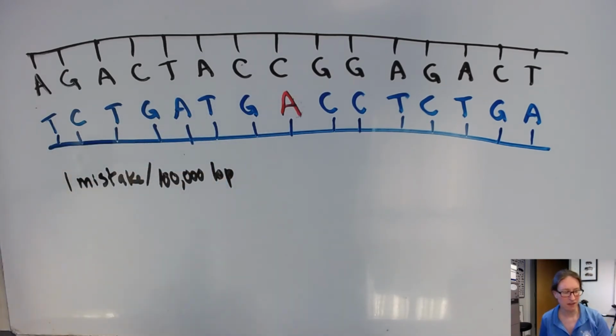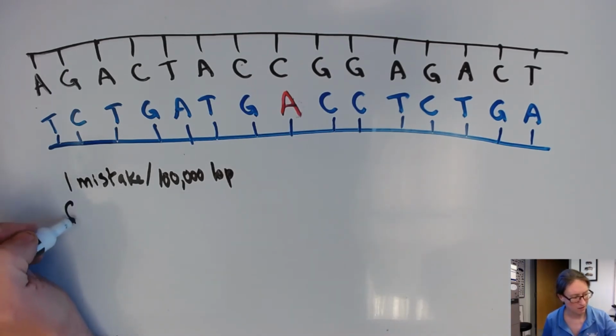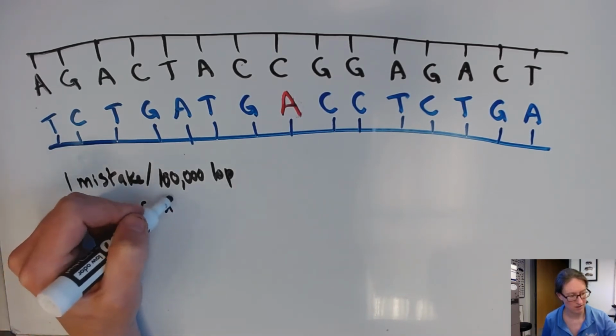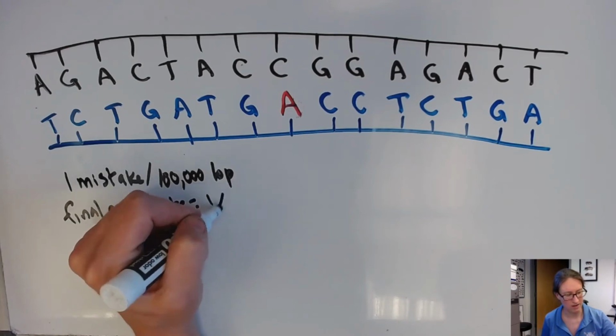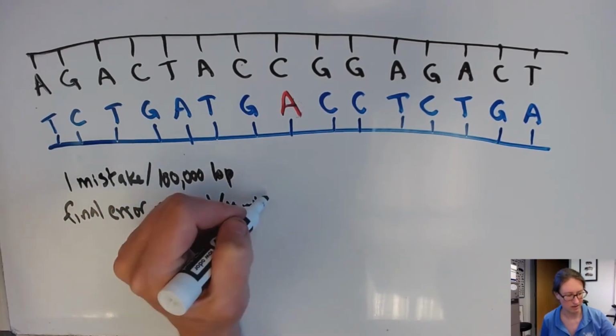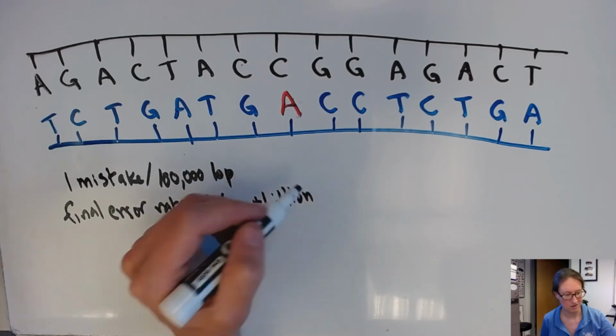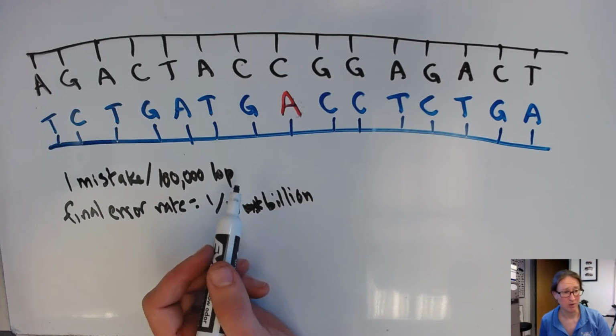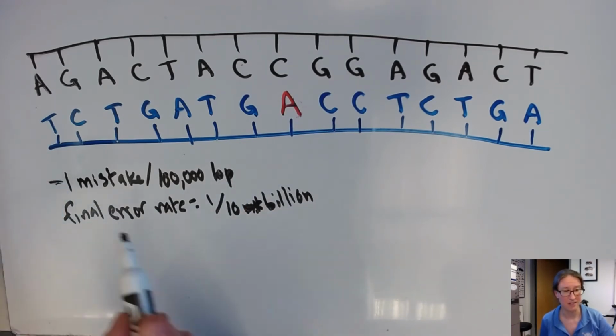But if you look at the final product after a round of DNA replication, the error rate is actually a lot lower. So the final error rate is more like 1 in 10 billion. Another 3 orders of magnitude. So it's 100,000 times lower than the baseline error rate of DNA polymerase III.